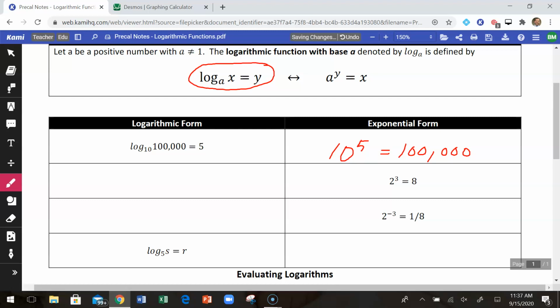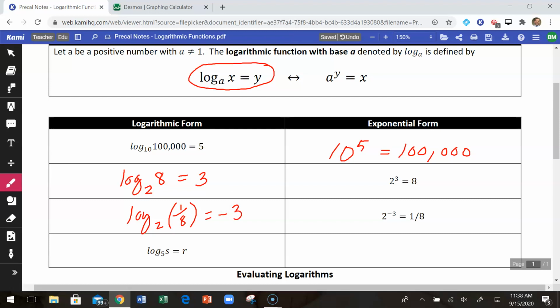Working the opposite way, I have 2 to the 3rd equals 8. So that means I can rewrite that as log base 2, so base stays base, log base 2 of 8 equals the exponent that I have to put on 2 in order to get 8. So log base 2 of 8 is equal to 3. Similar question here, we have log base 2 of 1/8. So what is the exponent that I need to put on 2 in order to get 1/8? And that is -3. 2 to the -3rd gives us 1/8.